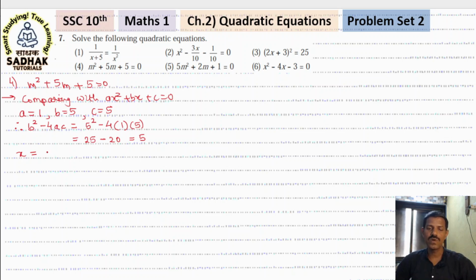So root x is equal to minus b plus or minus under root b square minus 4ac upon 2a, that is the quadratic formula. Okay. So therefore x will be equal to minus b is 5 plus or minus under root 5 divided by 2 multiplied by 1. Okay, so that will give us minus 5 plus or minus under root 5 divided by 2.